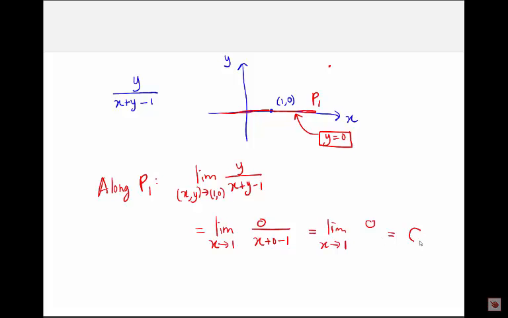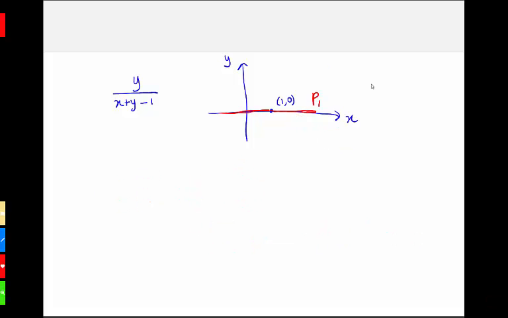Well, this is just 0 since 0 is independent of x anyway. Therefore, the limit along P1 is 0. Next, we're going to choose a different path, and hopefully it will give us a different limit.